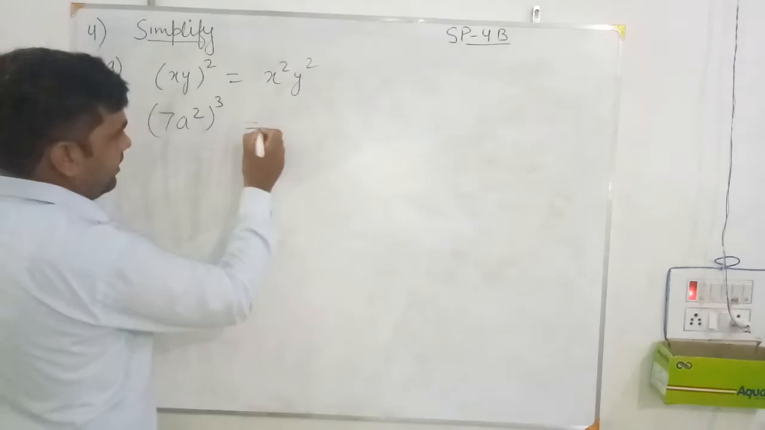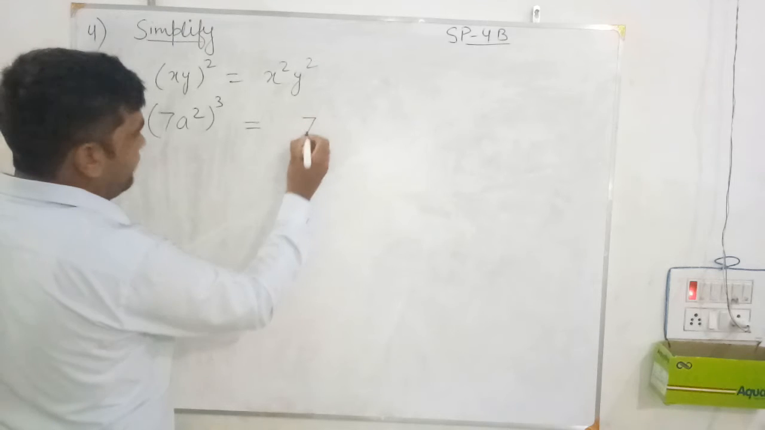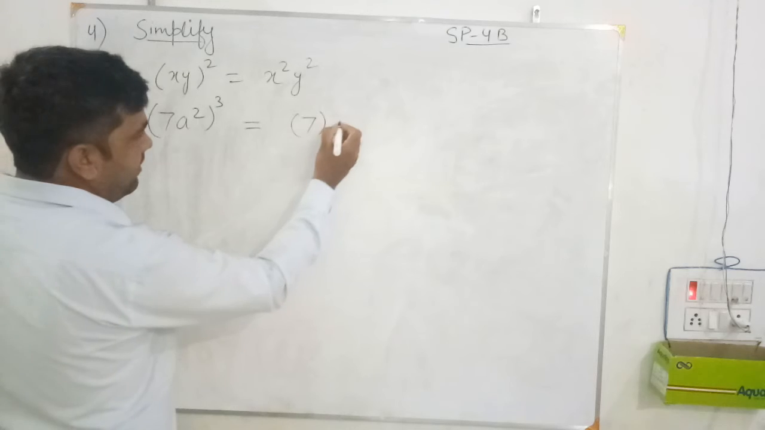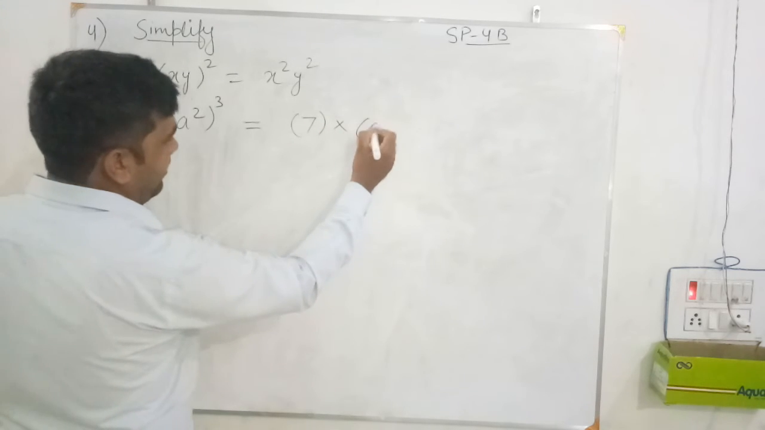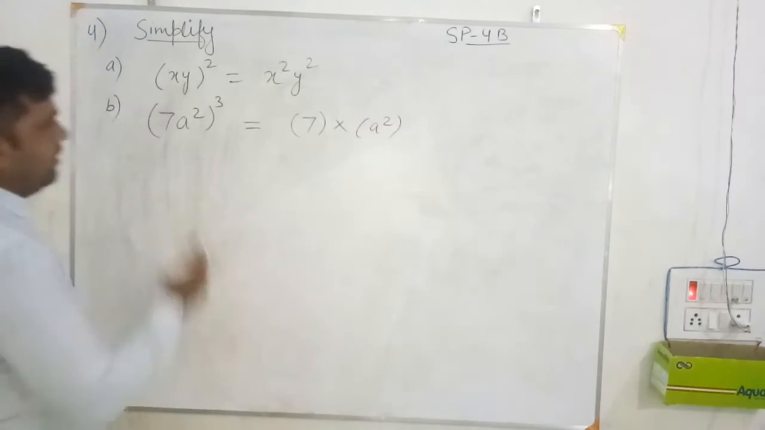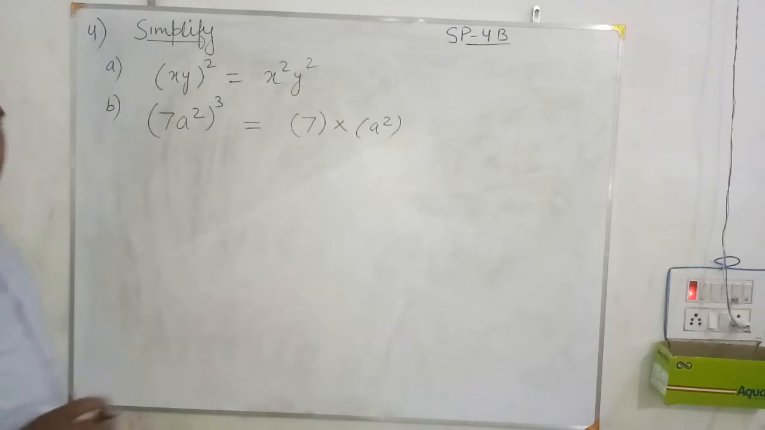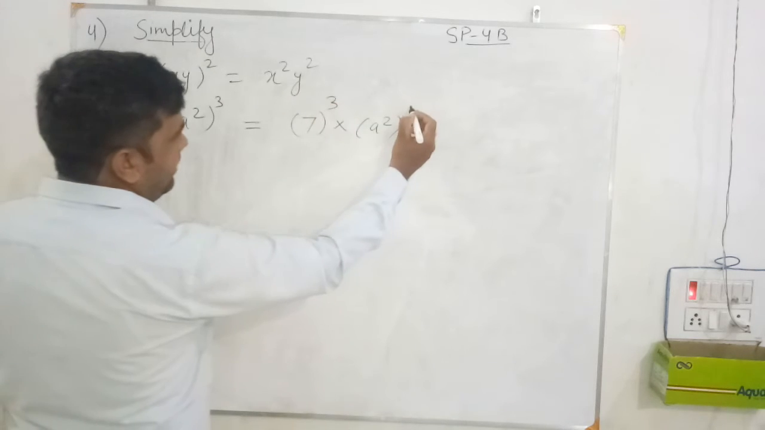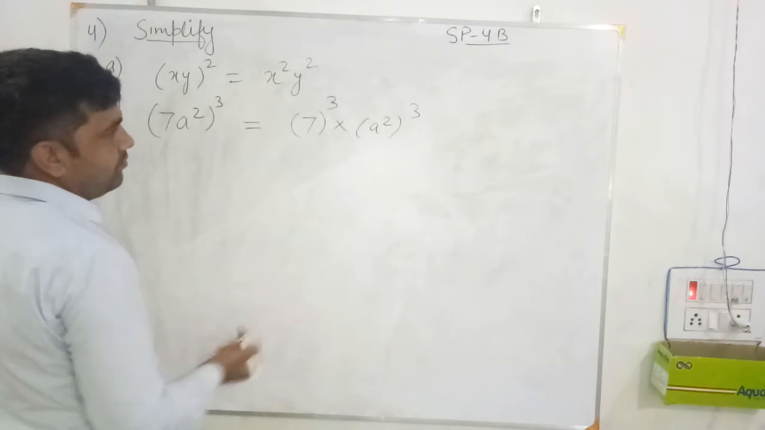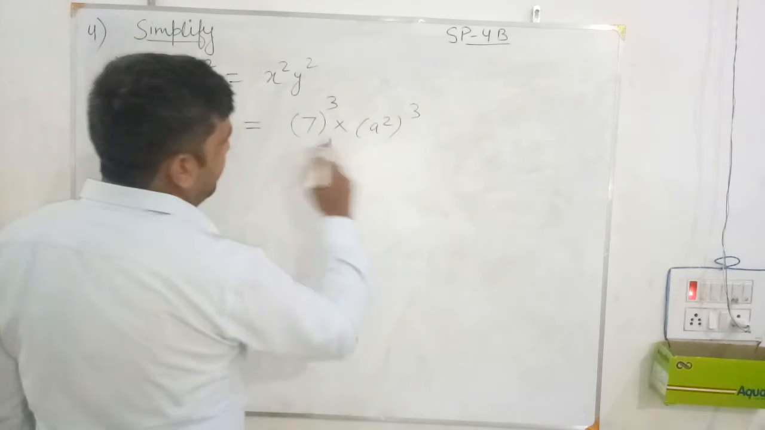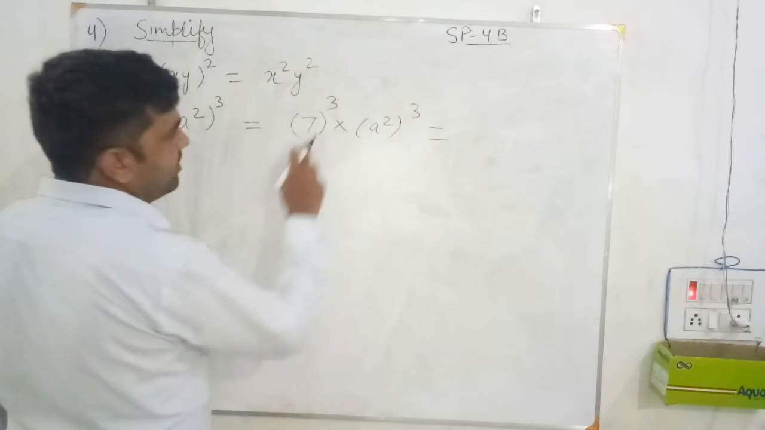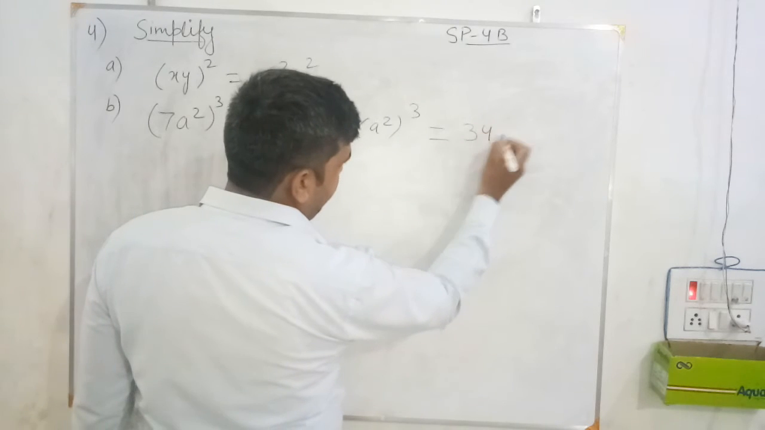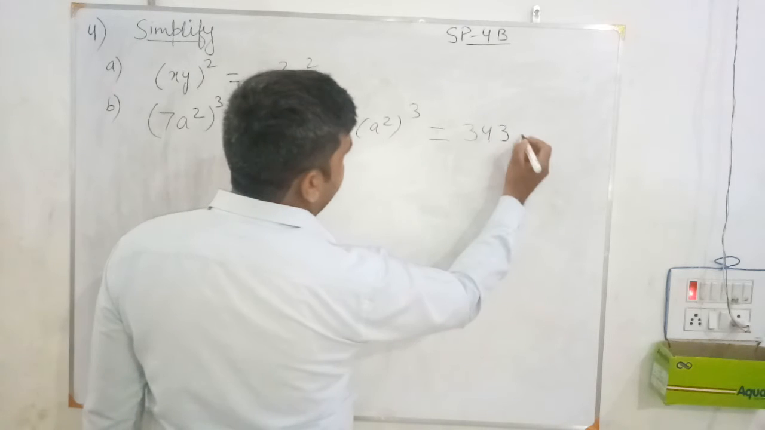Now how can we write this? Take the two bases differently: one base is 7, multiplied by the other base, a square. Write both bases differently and put the power on both, that is 7 to the power 3 and a square to the power 3. Now the value of 7 cube: 7 times 7 is 49, and 49 times 7 is 343. So we write 343, and this will be a square to the power 3.